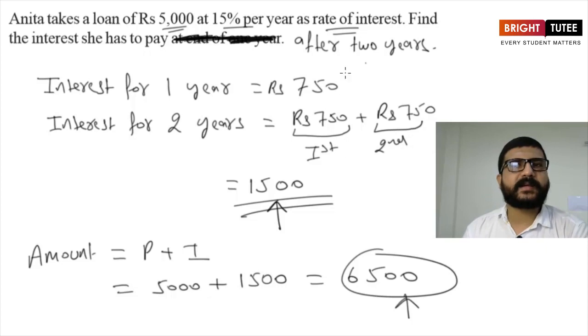Now instead of 2 years, suppose we have 4 years, then what will we do? If the interest for 1 year is rupees 750, then the interest for 4 years will be this interest multiplied by 4. So the interest for 4 years will be 750 into 4. That's it. Suppose we have to find it for 15 years, then we will multiply this amount with 15. Like this, we can find the interest for any number of years.